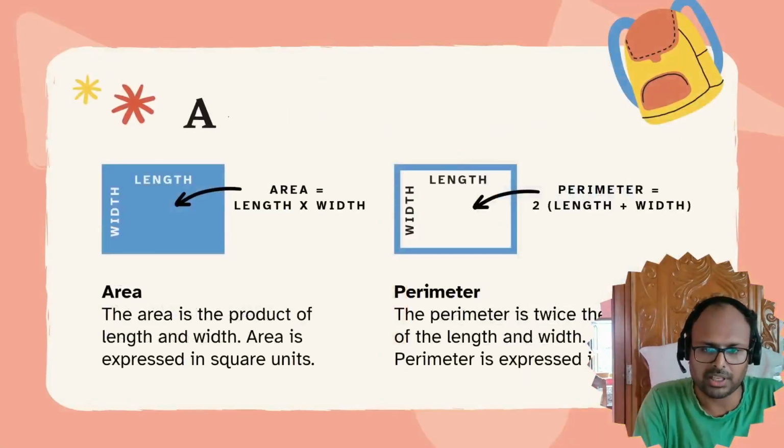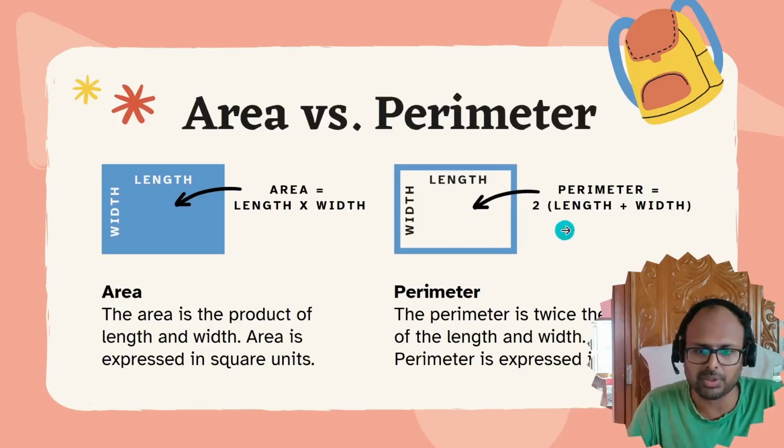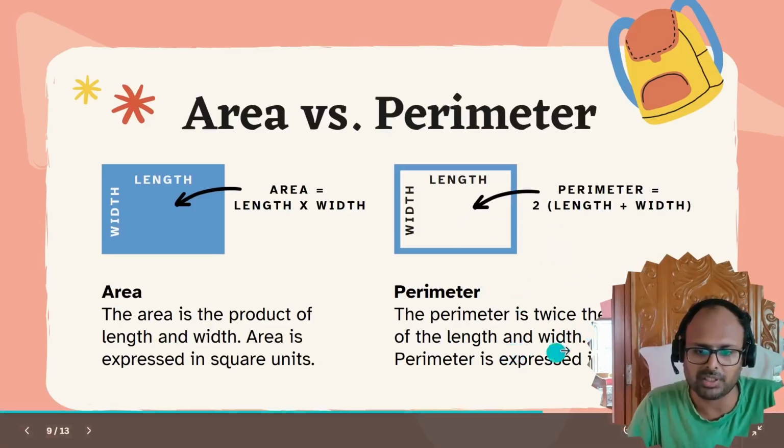Basically, perimeter would be twice the sum of the length and width.